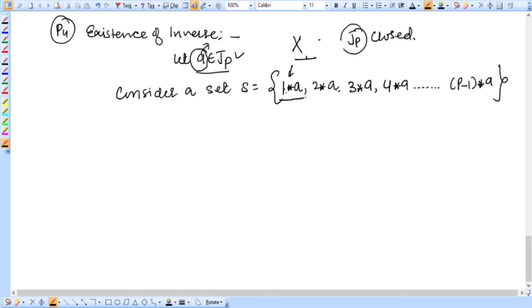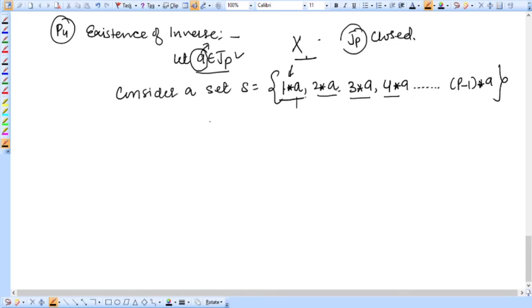One is an element of JP, and so is A. I mean to say both are elements of JP. Therefore, their product would also be an element of JP. Why? Because JP is closed. Similarly, 2 is an element of JP, so this element belongs to JP. And we saw 2 is an element of JP, A is also an element of JP, so this is also an element of JP. All these elements are elements of JP, right?